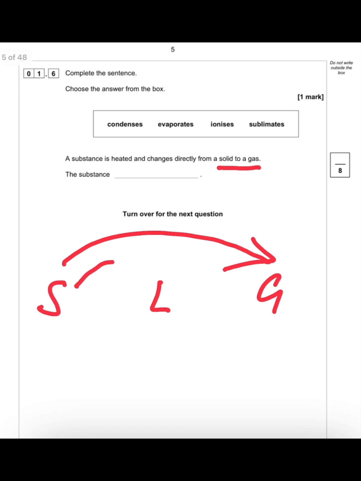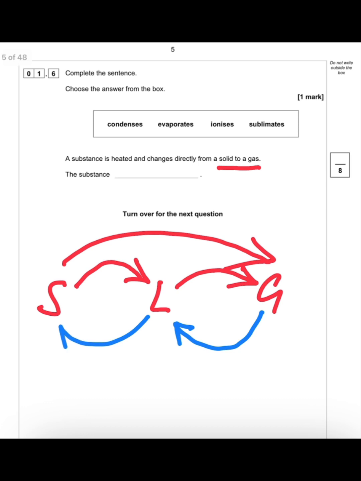We do know that solids change to liquids when they melt, and liquids change to gases when they boil. And then if I go the other way and cool down, gases condense into liquids, and liquids freeze into solids. The word we need for the top arrow, a solid changing straight into a gas, is sublimation. So the word sublimates fits with this change of state. A sublimating substance goes directly from a solid to a gas.